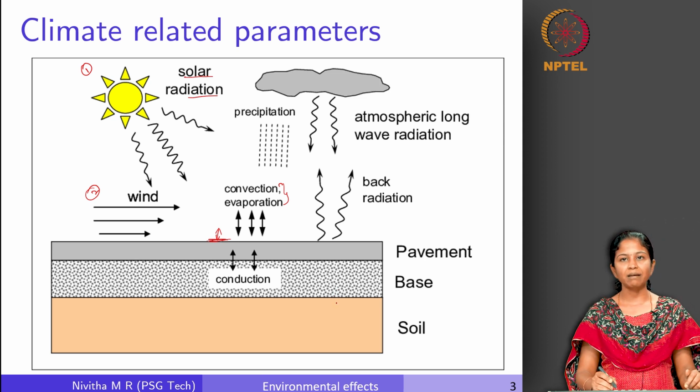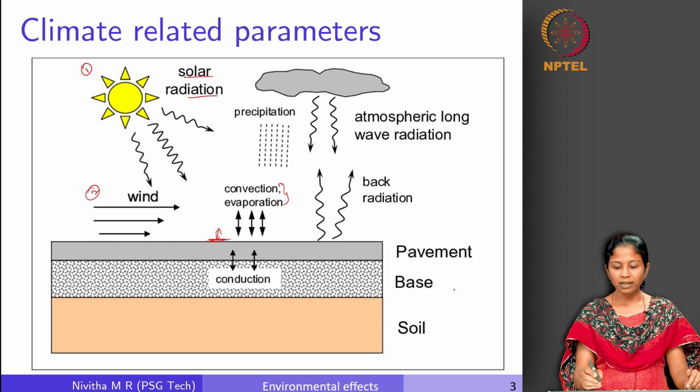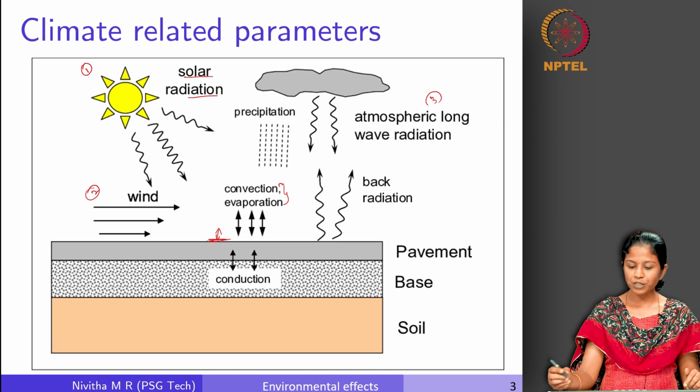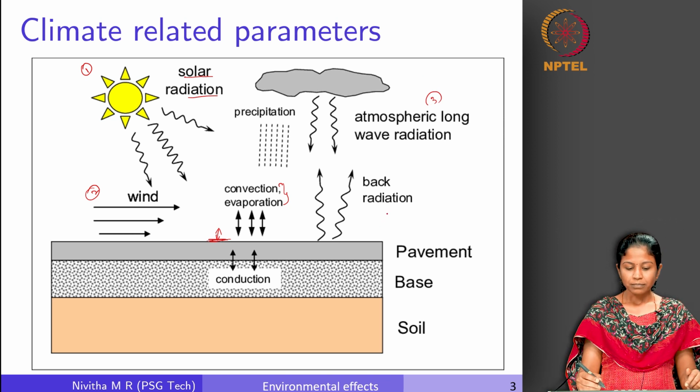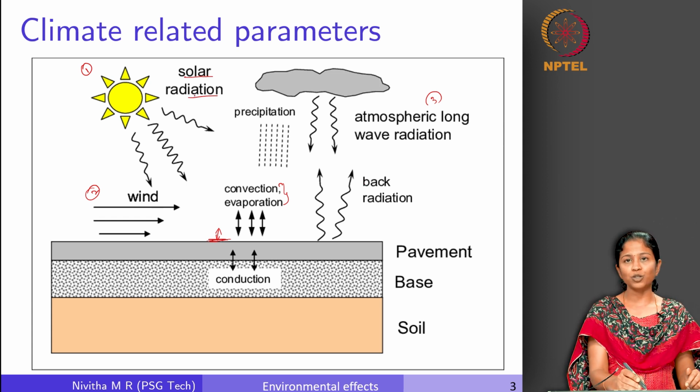It does not have any separate influence on its own, but it is going to govern the influence of other parameters on the pavement. The third one is atmospheric long wave radiation, which falls on the pavement, right. So, it is not a solar radiation which comes from the sun; these are called long wave radiations.